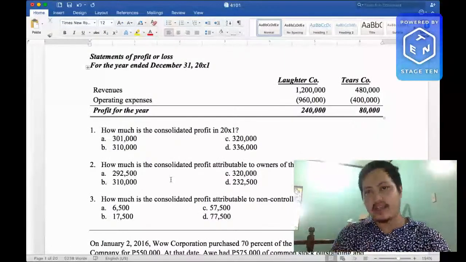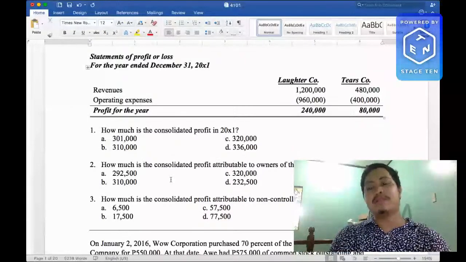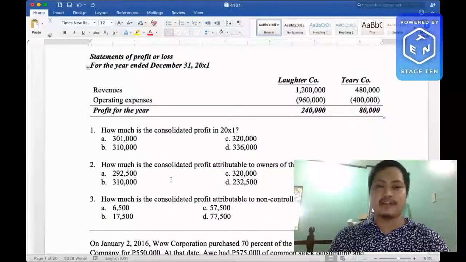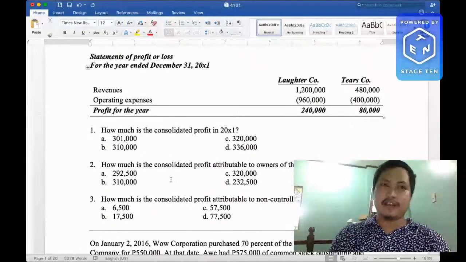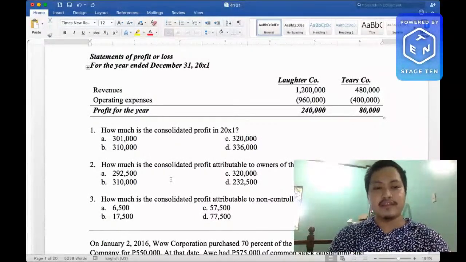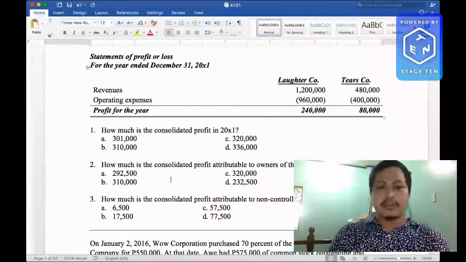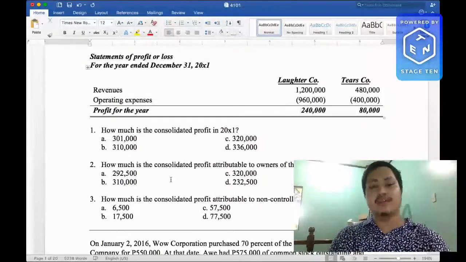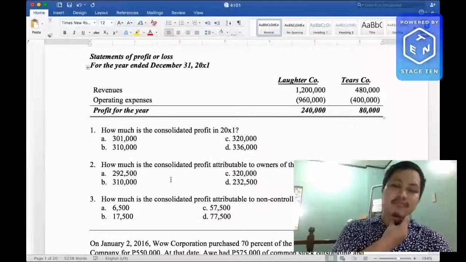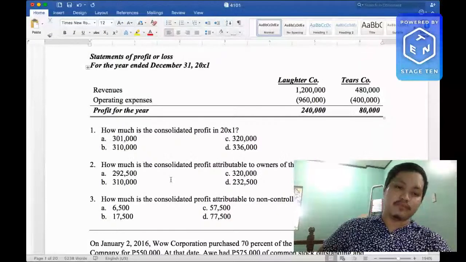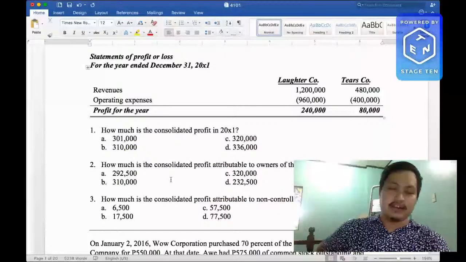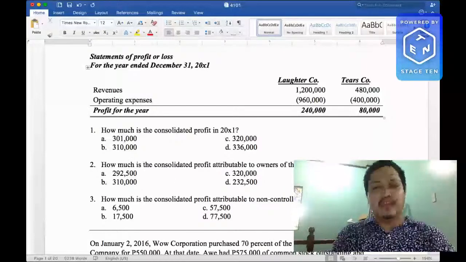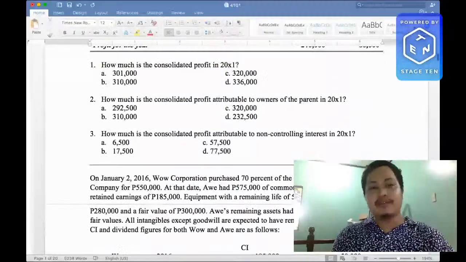25% here is the non-controlling interest, class. How much is the 25% of the adjusted income of the subsidiary in the amount of 70,000? 70 times 25% will give you 17,500. So you deduct 17,500 from 310,000, you will arrive at 292,500. So the answer in the second question is 292,500. And we have actually solved the third question already, class.